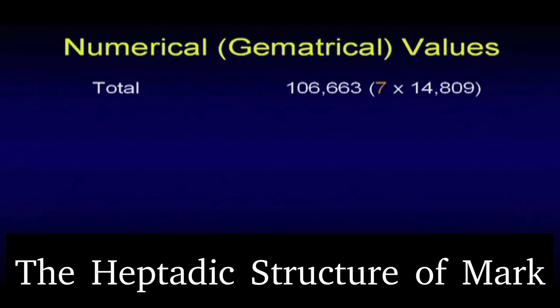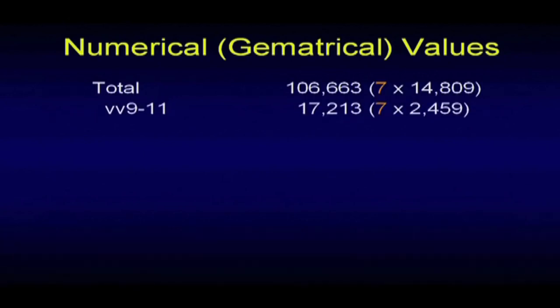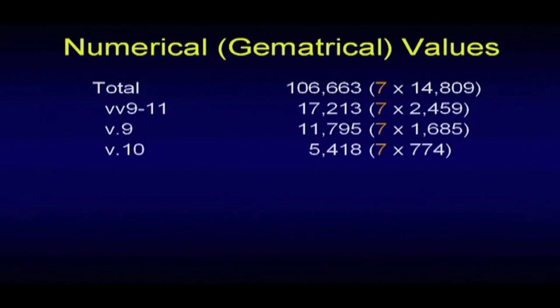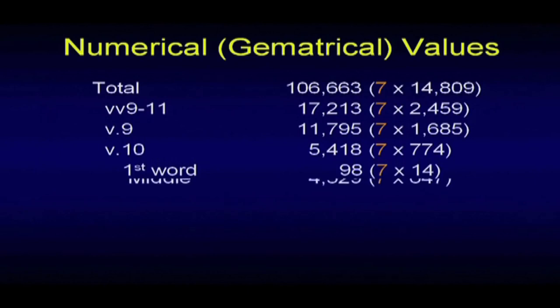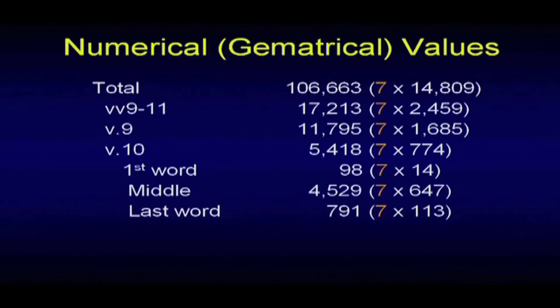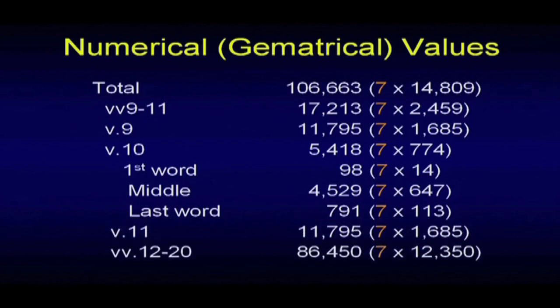You gotta be kidding. The verses 9 to 11, the geometrical value is a multiple of 7 exactly. Verse 9, multiple of 7 exactly. Verse 10, the first word, multiple of 7 exactly. The middle word, we're talking about verse 10 here. And then the last word. The first, the middle, and the last word all are multiples of 7 exactly in terms of their numerical value. Verse 11, multiple of 7 exactly. And then from 12 to the end, the geometrical value is a multiple of 7 exactly.